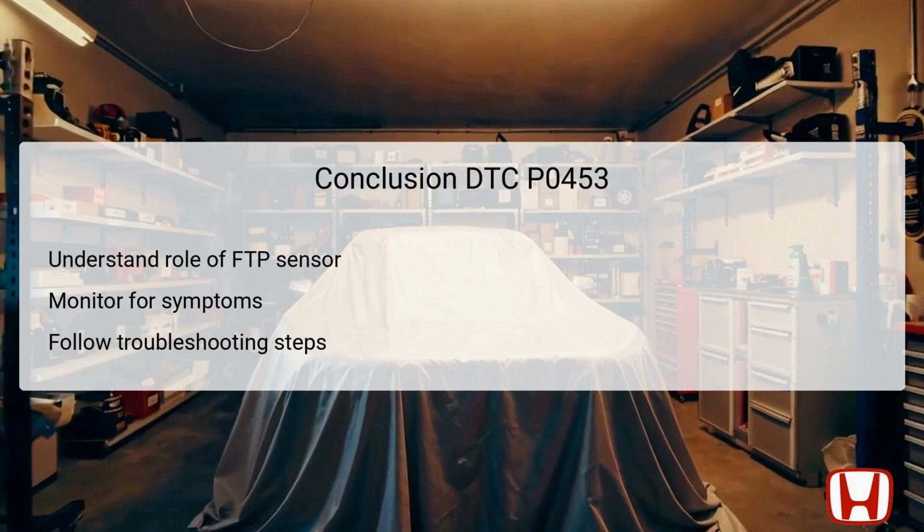In conclusion, understanding DTC P0453 involves recognizing the critical role played by the fuel tank pressure, FTP sensor, within the EVAP system of the Honda Accord. This sensor is vital for detecting leaks and maintaining the vehicle's emissions controls. Being aware of the symptoms, such as MIL illumination and potential fuel odors, can help drivers take prompt action when issues arise. Following the outlined troubleshooting steps, from engine startup conditions to utilizing the Honda Diagnostic System for real-time data checks, is essential for effective diagnosis and repair. Finally, implementing preventive maintenance practices will ensure the longevity of the FTP sensor, thereby maintaining vehicle performance and compliance with emission standards.